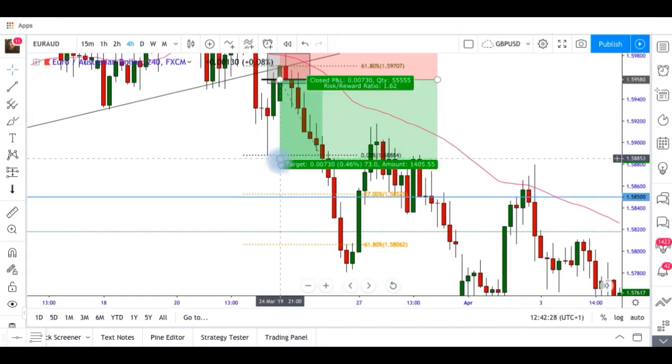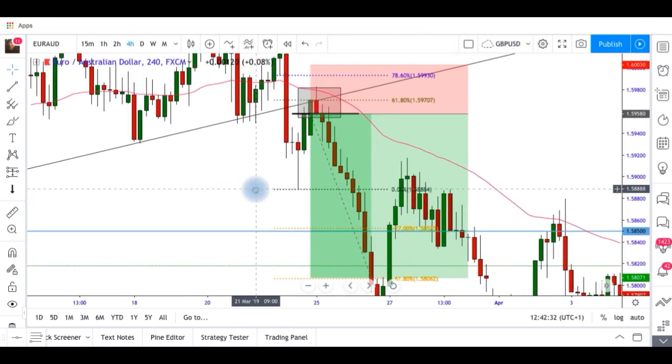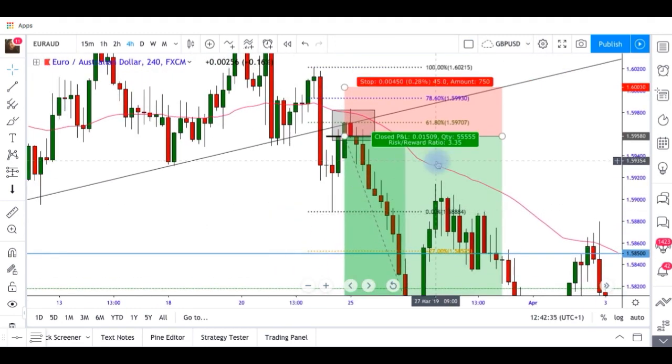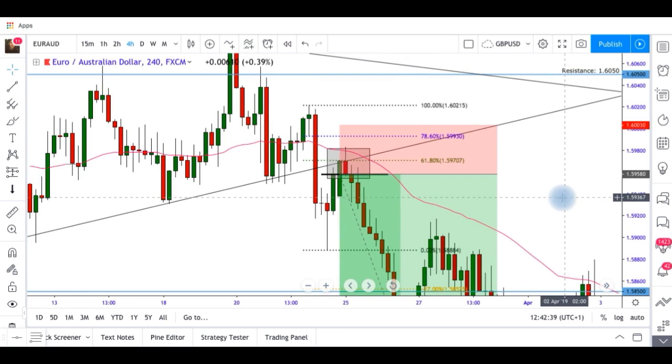And obviously we would be targeting the minus 618. So that gives us a 1 to 3.35. Not a bad trade, it's not a bad trade at all, but obviously we're trying to refine our entries. So now let's go down on the 1 hour and see if we could have got a much better entry on this.